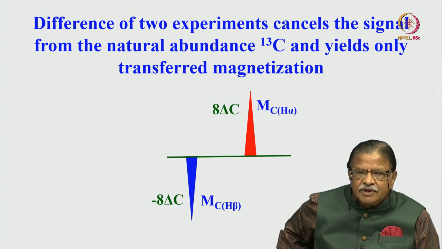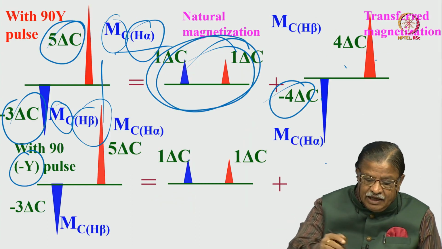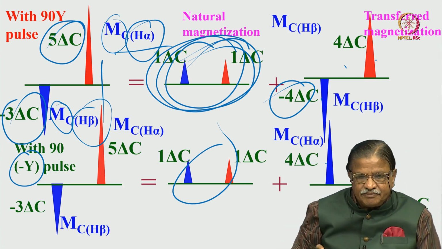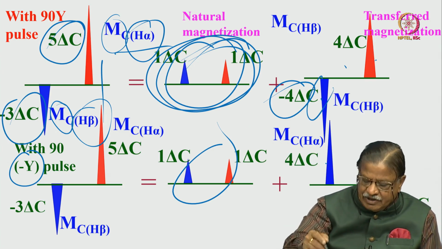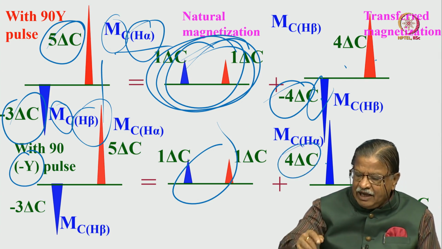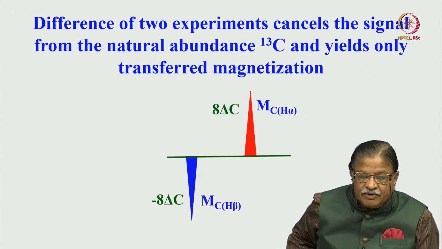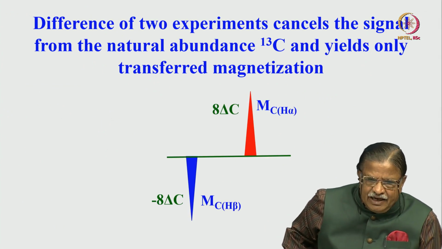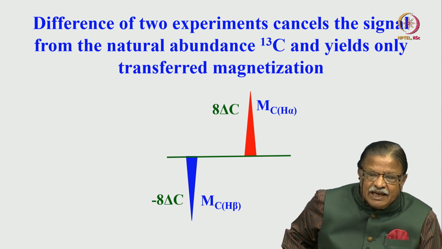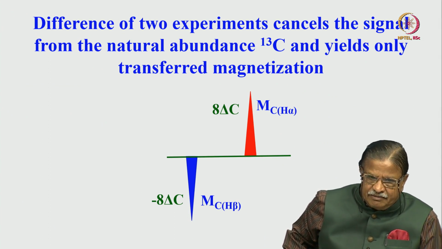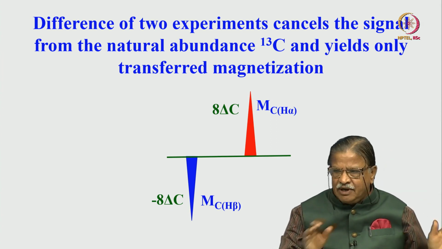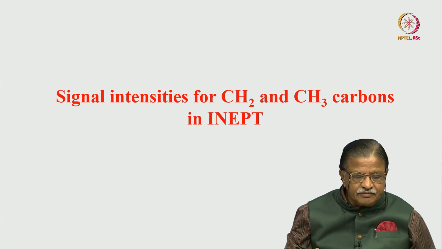This is what happens. Because when you take the difference here, this and this get nullified, cancel out. Whereas this will get added up. When you take the difference, minus of this one, minus of minus plus 4, this is minus 8 and this is going to be plus 8. This is what we are going to see. Minus 8 and plus 8. Here the advantage is we have eliminated the natural abundance signal from the carbon 13 and we have retained only transferred magnetization from proton to carbon 13.